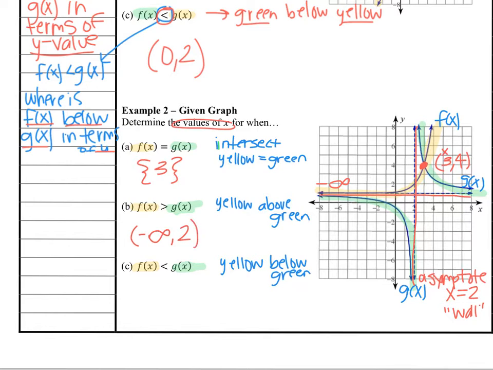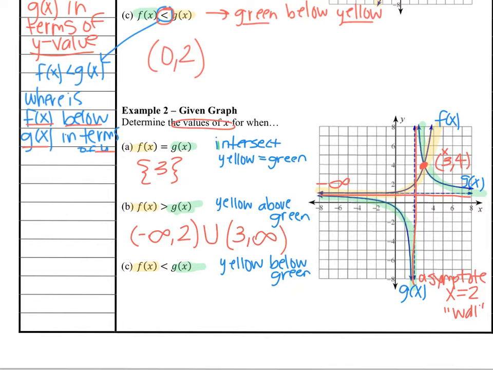But then as you can see, it is above the green on the other side of this little bit here where the green is above the yellow. So now right at the point of 3, where they intersect, back to positive infinity, is where the yellow is above the green again. So we're going to unite with the union symbol from 3 to positive infinity.